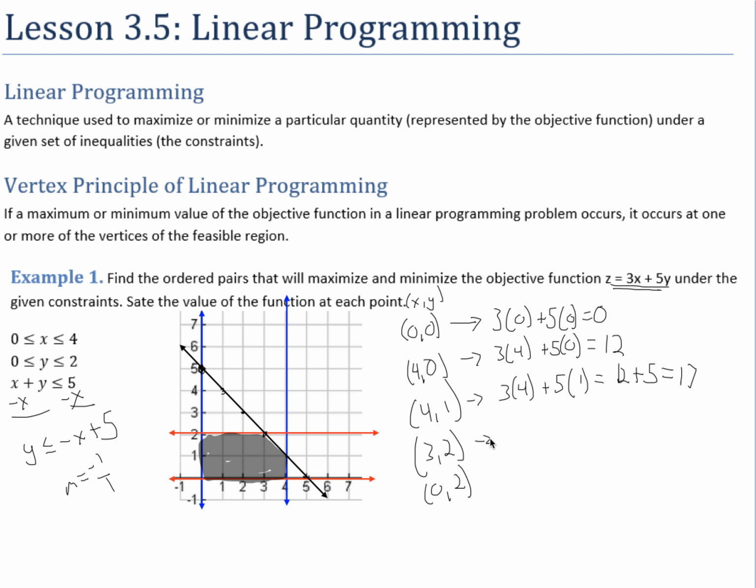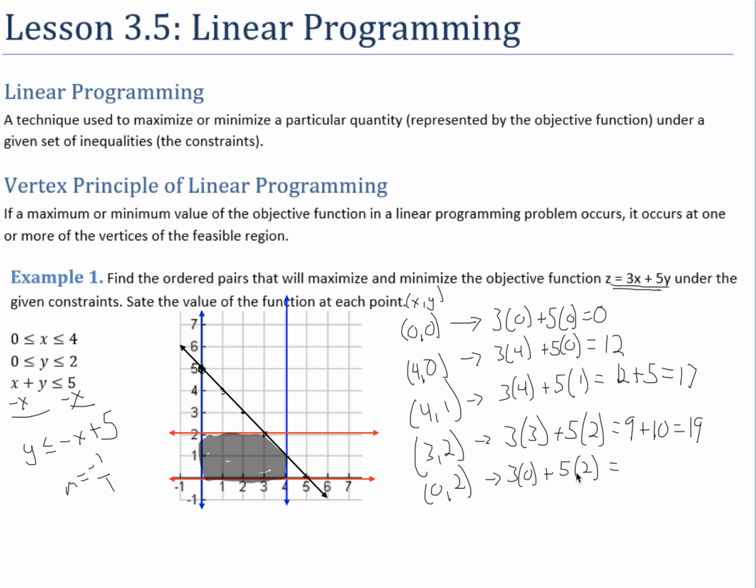Our next one is 3 times our x value, which was 3, plus 5 times the y value, in this case 2. 3 times 3 is 9, plus 5 times 2 is 10, which is 19. And then we can put in the point 0, 2. So again, we're putting in this function, 3 times 0 plus 5 times 2.